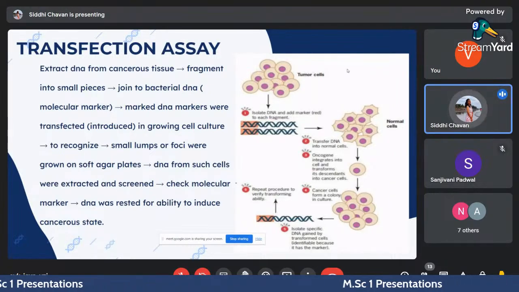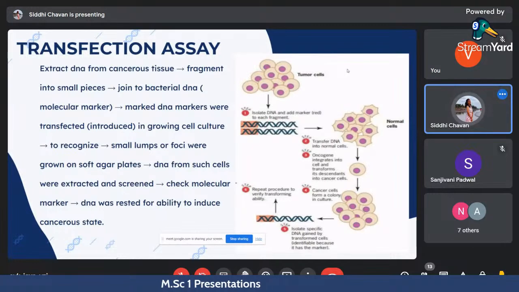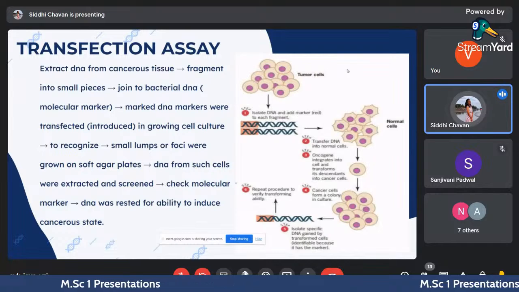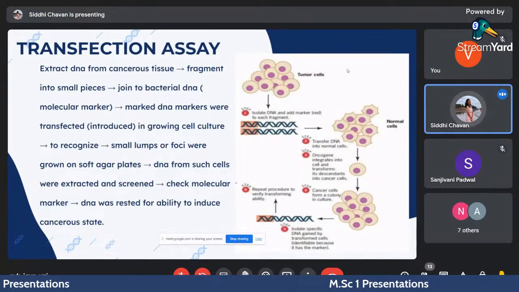Later, to recognize whether there are markers or not, small lumps or foci are formed on the soft agar plate. Later, the DNA is extracted from those cells and is screened to check for the molecular markers that are linked to the original fragments. Once it's identified, the DNA is then tested, or we can say confirmed, for its ability to induce a cancerous state. So this is known as transfection assay.